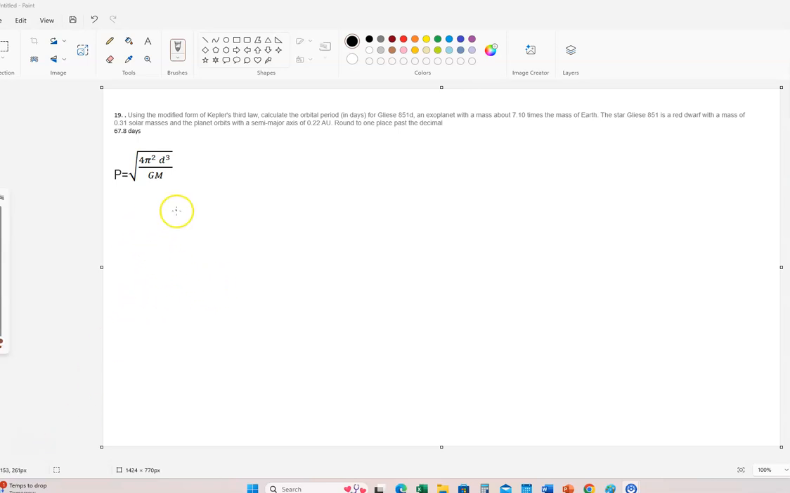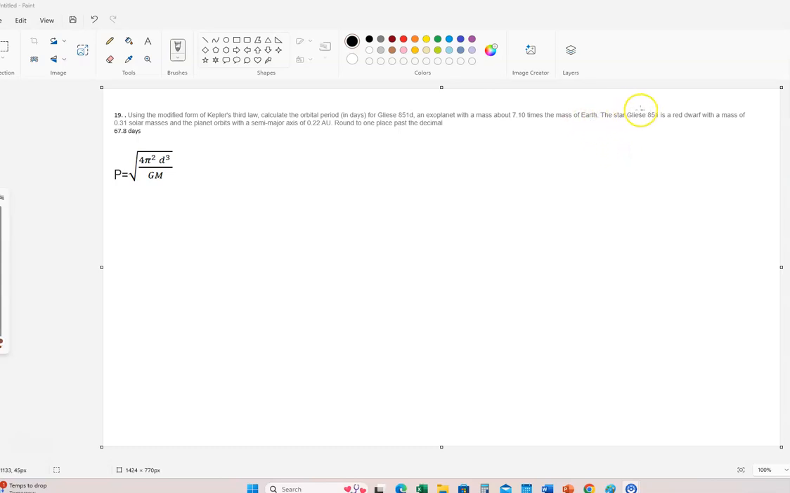All right, so here's number 19. Using the modified form of Kepler's third law, calculate the orbital period in days of Gliese 851d, which is an exoplanet. It has a mass of 7.1 times the mass of the Earth. This would be considered a super Earth.